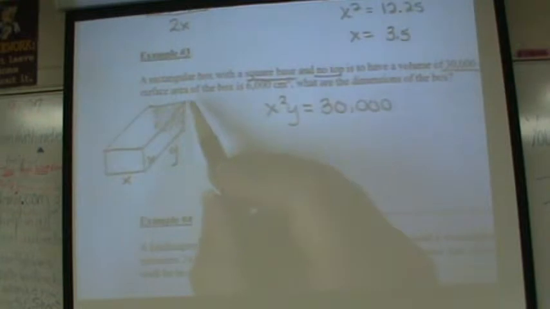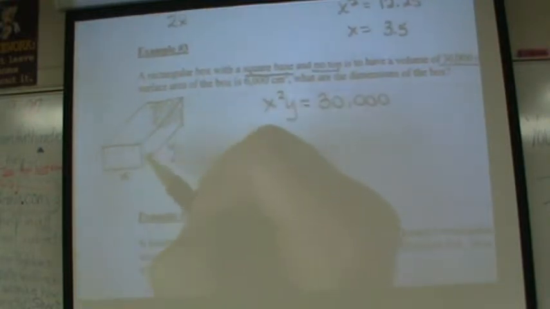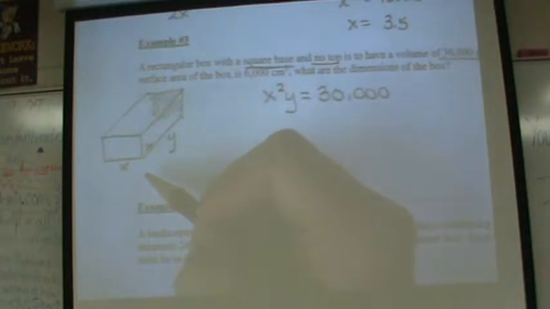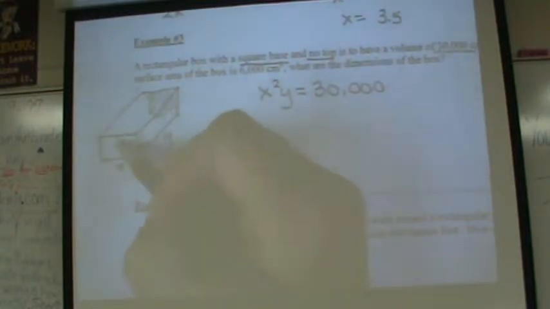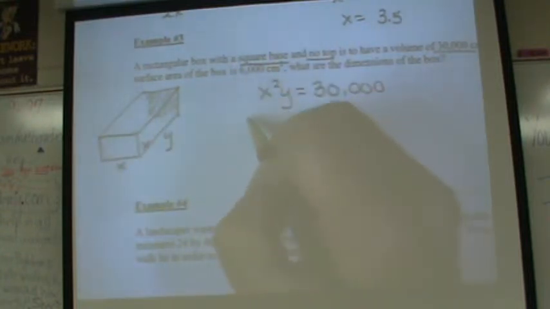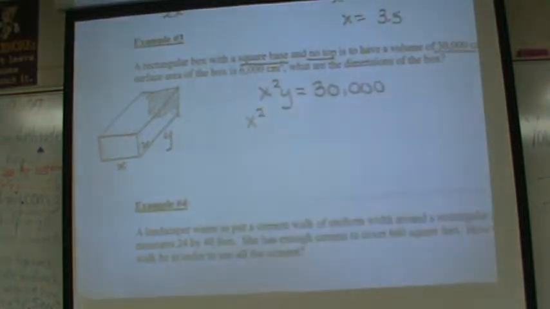Then it says, if the surface area, so surface area is all of the sides. Now remember, it does not have a top. So the bottom of the box right here, what is the area of just this bottom? What's the area of just this square right here? The x times x. X squared.